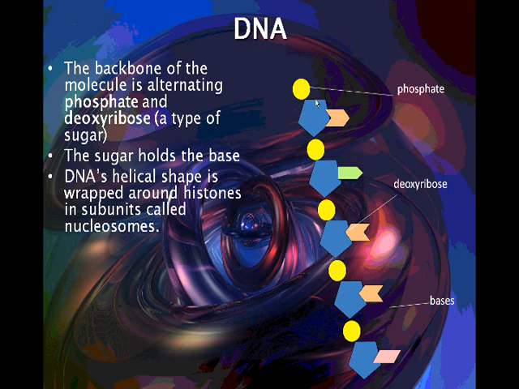For the DNA shape, there would be another side mirroring this with a complementary base, a sugar and phosphate, and then these two would be twisted together and wrapped around histones. Histones are proteins that help the DNA to prevent tangling, and those subunits, the DNA with the histone together, are called a nucleosome.